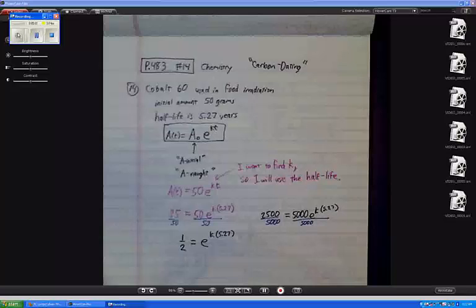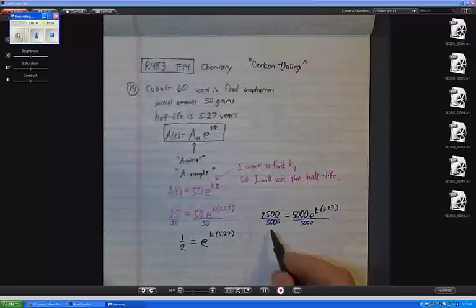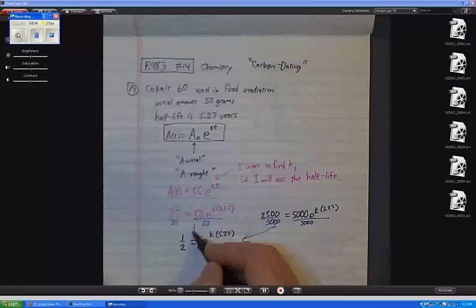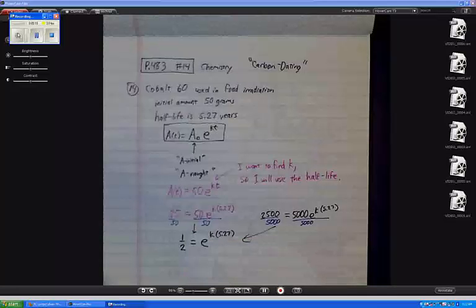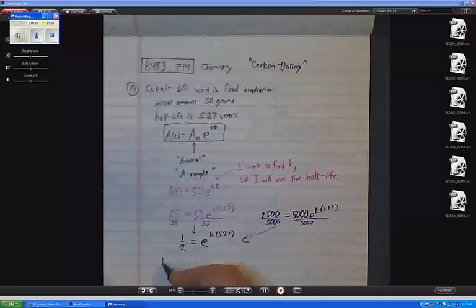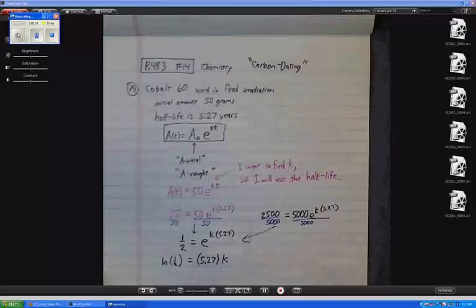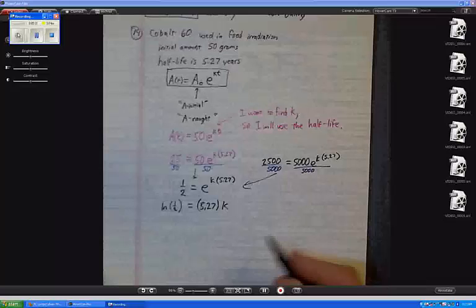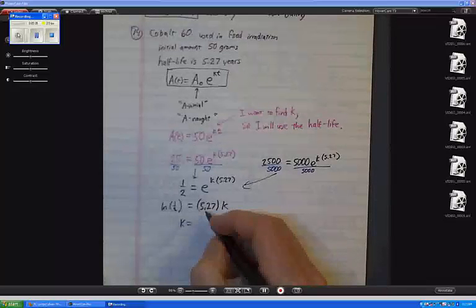Does this make sense? I mean, you get the same thing if you do it that way. Either way. All right, now what? What do I do next? Take the natural log of both sides. So we write down natural log of 1/2 is equal to 5.27 times k. And so I guess k is going to equal, well, 1 over 5.27 times the natural log of 1/2.